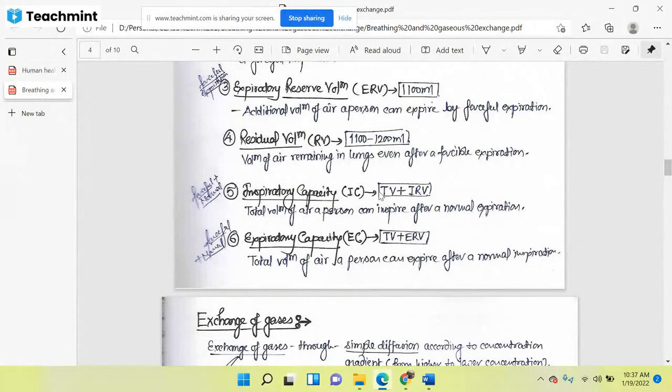And what is the expiratory capacity? It is the normal one as well as the extra one. By forceful expiration we exhale some extra amount of air. So tidal volume as well as expiratory reserve volume are combined together and it becomes expiratory capacity. All these volumes you will have to remember, and you will have to remember the data.